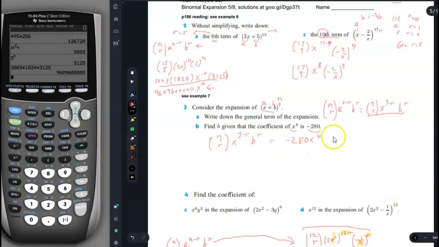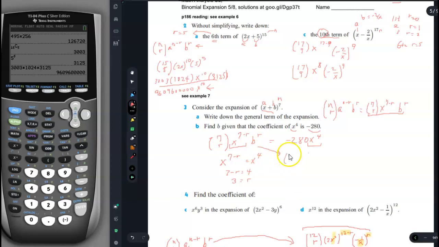Okay, so the variable part is x to the 7 minus R, x to the fourth, right? These are the two variable contributions. The B is a number, okay? And 7 chooses R is a number. So those two combine to be negative 280. All right? So let's see. X to the 7 minus R equals x to the fourth, which means that 7 minus R equals 4, which means that R equals 3, right? So if R equals 3, then we know everything.